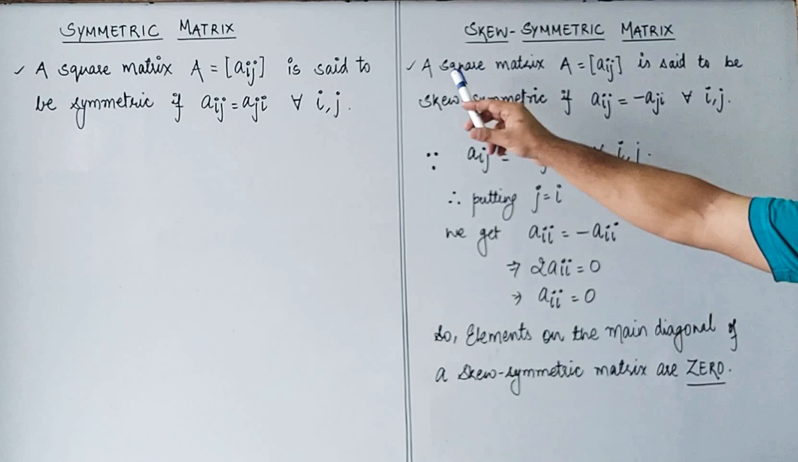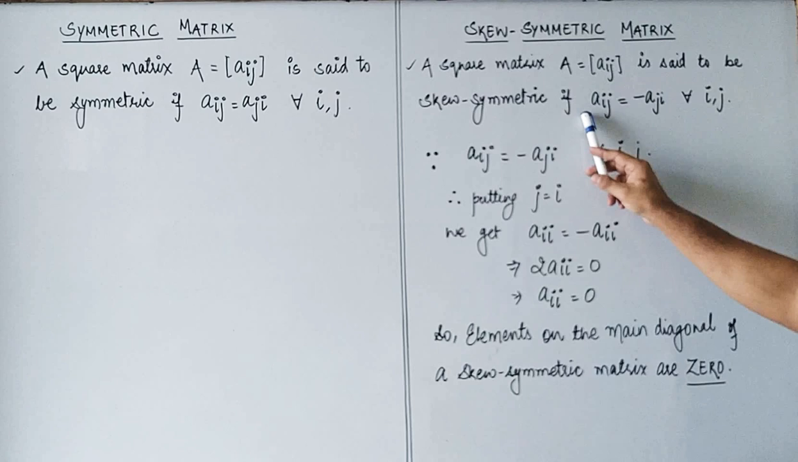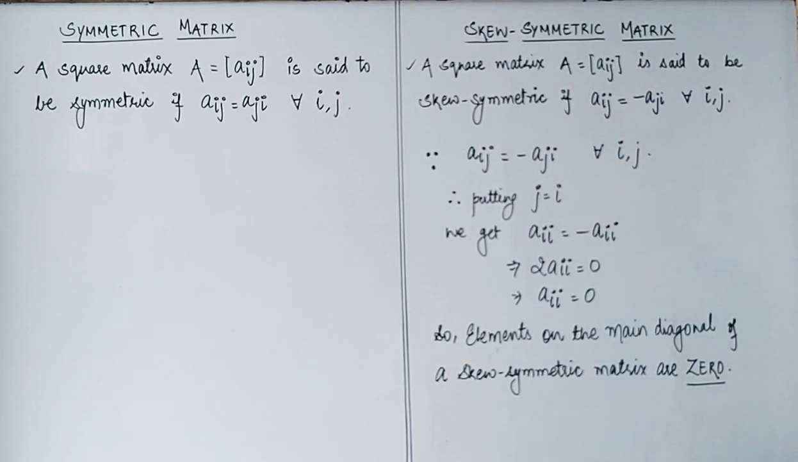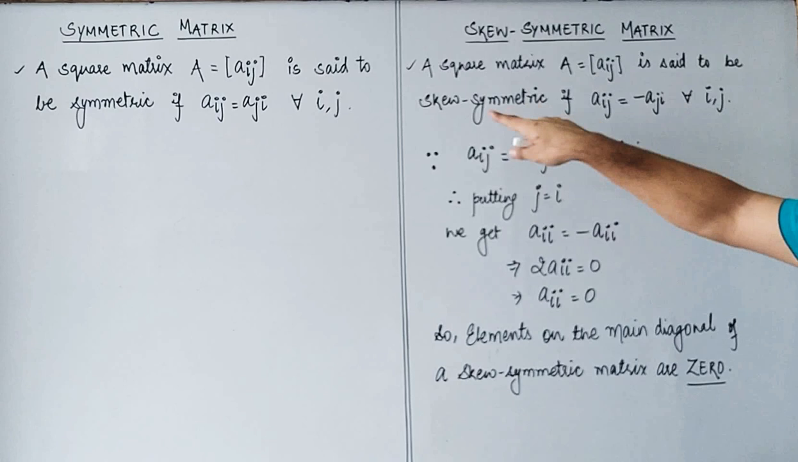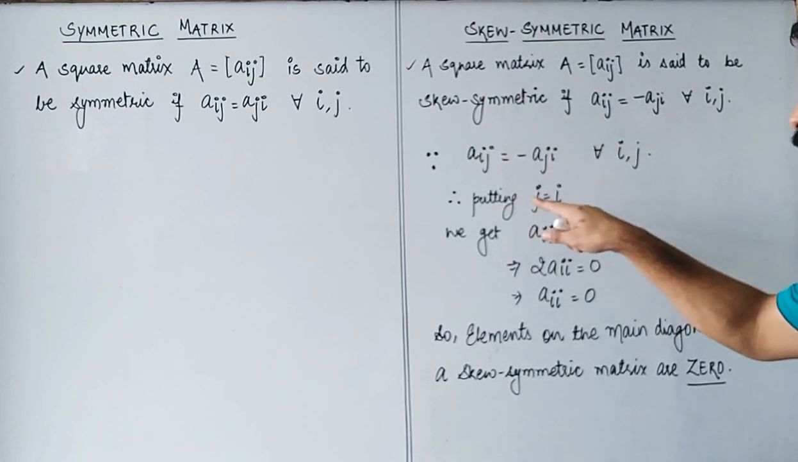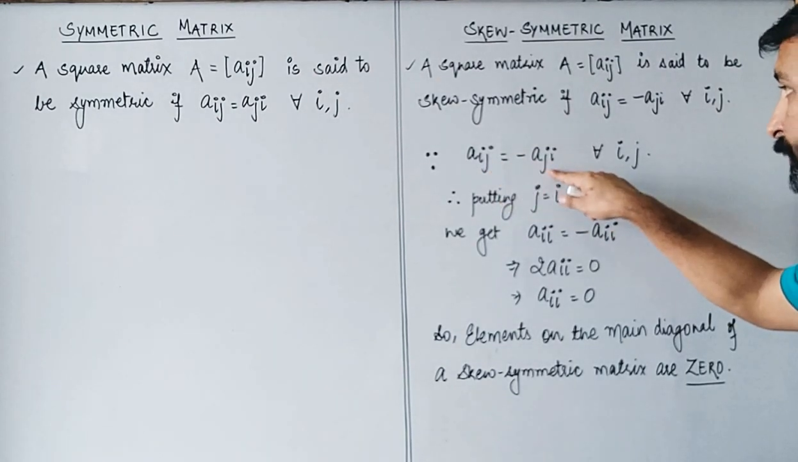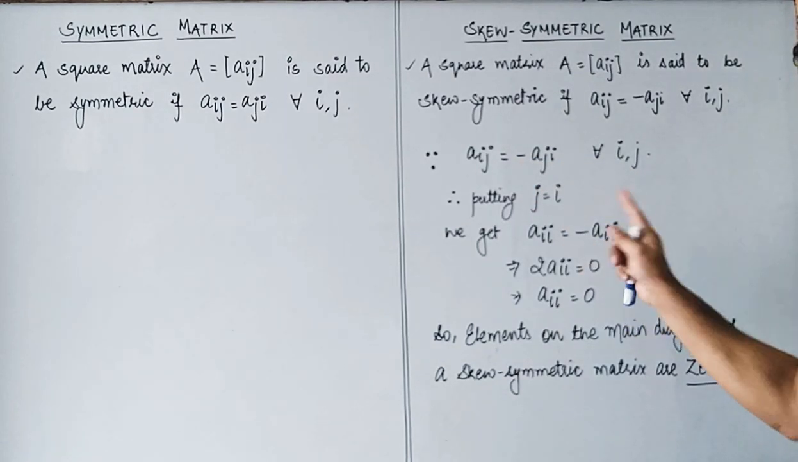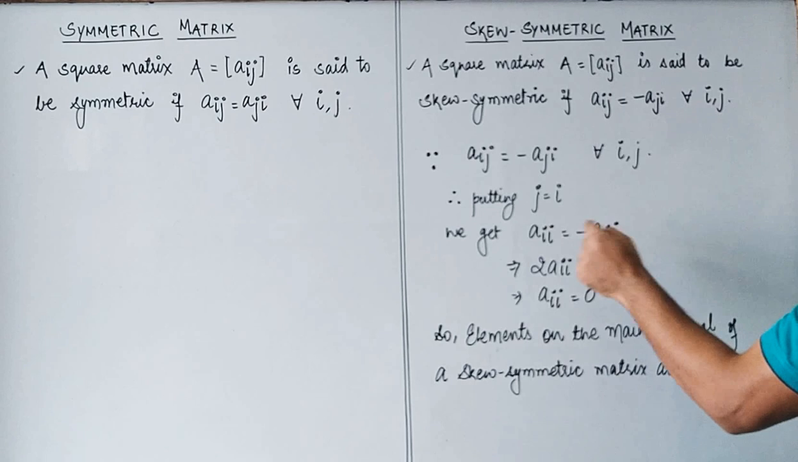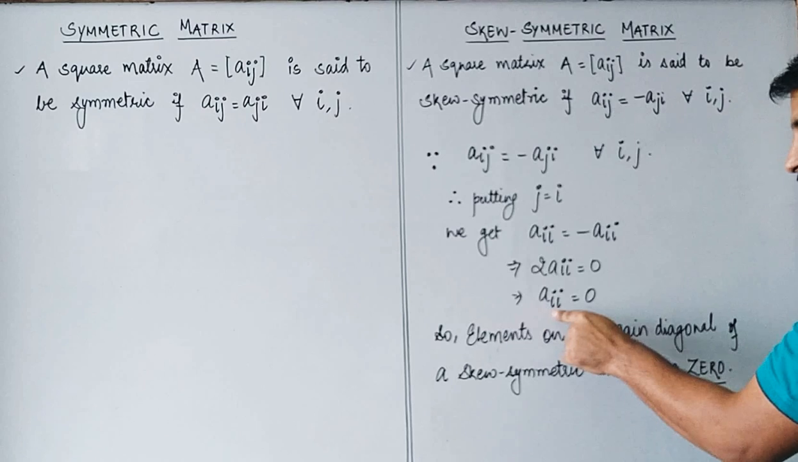Now we have just studied that a square matrix A with elements Aij is said to be skew symmetric if Aij is equal to minus of Aji for all i and j. Now we have Aij is equal to minus Aji for a skew symmetric matrix. Now we will put j as i, that is, we'll put j as i over here and also here. So Aii must be equal to minus of Aii. We'll take Aii this side, we'll get 2 Aii equal to 0. This 2 is divided by 0, it means Aii equal to 0.